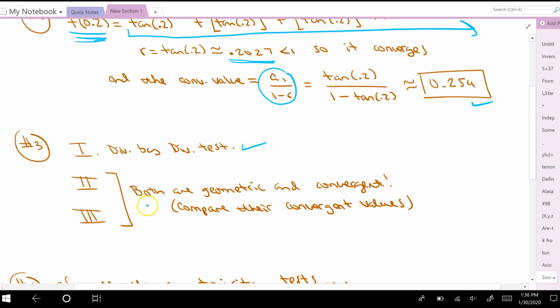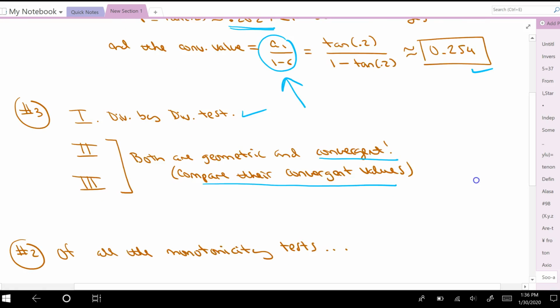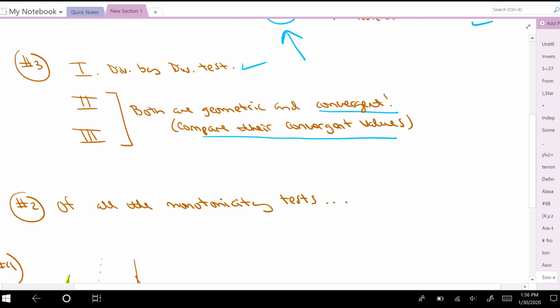Series 2 and 3, you'll notice they're both geometric and they're both convergent. I don't have the problem set right in front of me because I just walked into the other room to record this, but when you look at those 2 convergent series, compare their convergent values, which means evaluate this. One of them, maybe both of them, will equal 2, and maybe the other one won't.